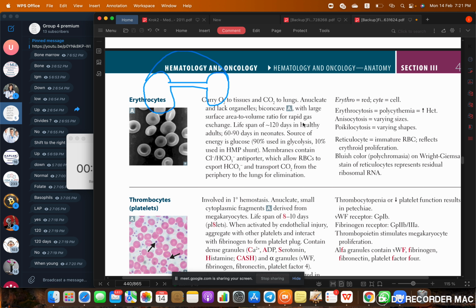So what they write here, the lifespan of an RBC is 120 days in healthy adults and 60 to 90 days in neonates. The source of energy for them is anaerobic glycolysis. So glucose is the main thing. Remember, brain and RBCs mainly use glucose. So 90% is used by glycolysis, and the last 10% by the hexose monophosphate shunt. These two processes we'll speak about when we discuss the metabolism chapter in biochemistry.